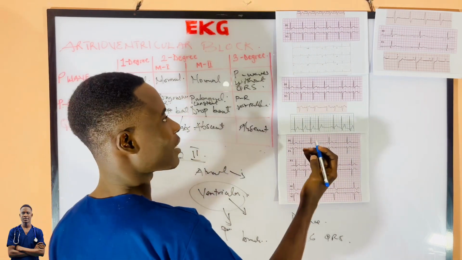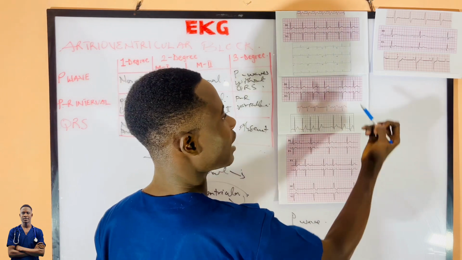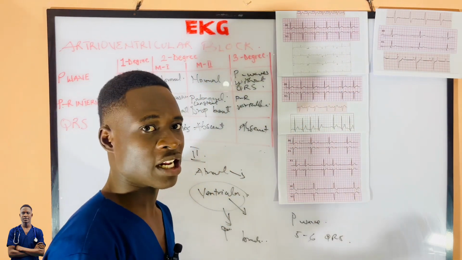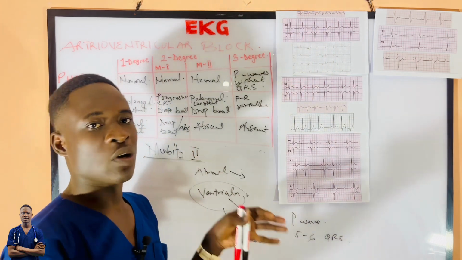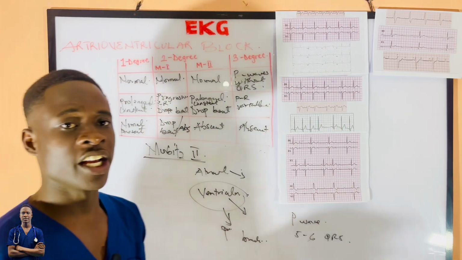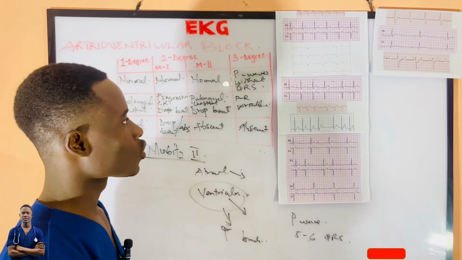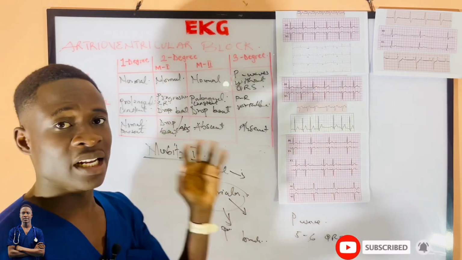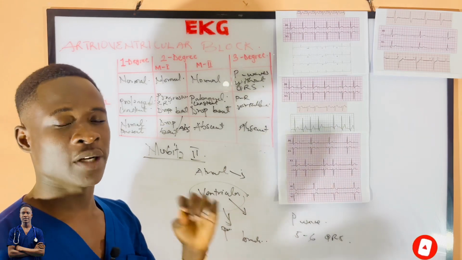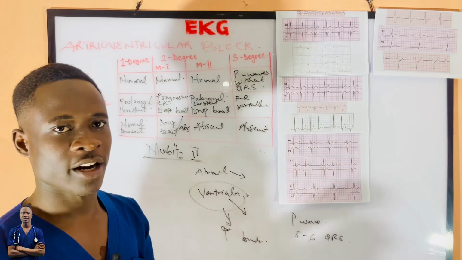So that gives you an idea. And also we have a drop in beat. You understand? We have a drop in beat, and there's no consistency between the ventricular and the atrial contraction. So this is basically how you can identify the atrioventricular block on the EKG graph.